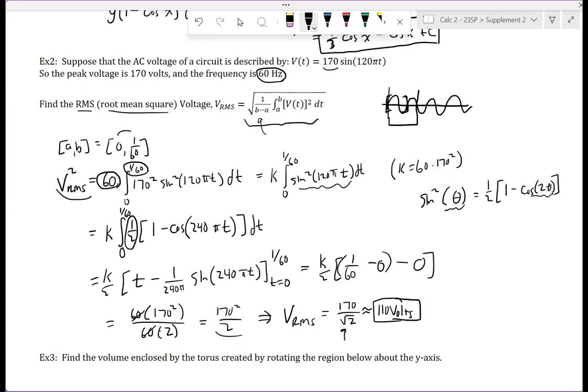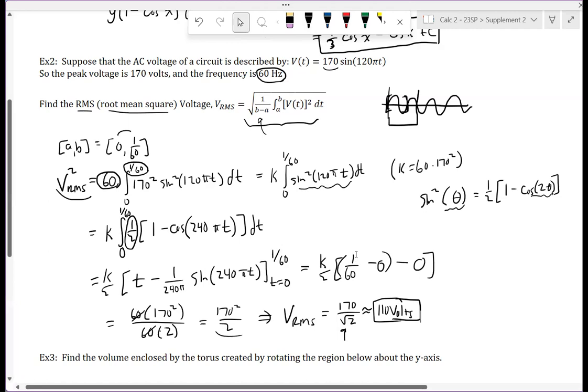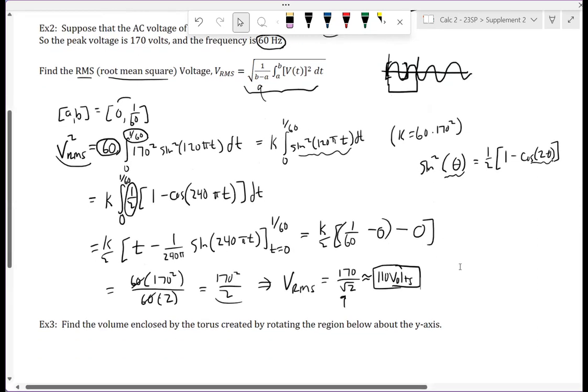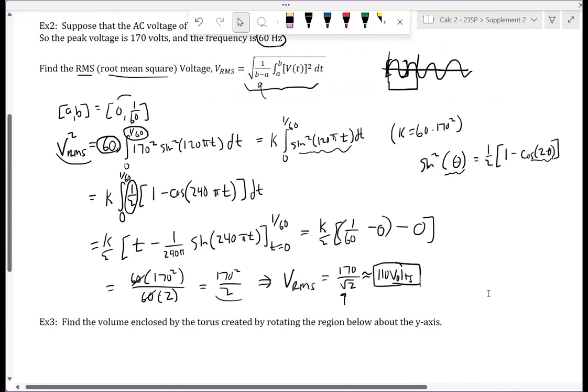So our RMS voltage coming out of our wall socket in a typical US household is going to be 110 volts at 60 hertz. And sometimes they say 120, and in reality, power plants and power distribution aren't perfect. So it's going to be somewhere in the ballpark of 110-ish, maybe 115, maybe 120. But as long as it's not too far away from that, things are going to just work just fine.